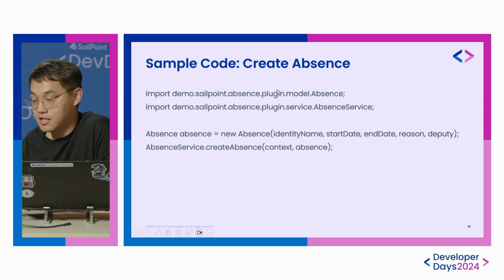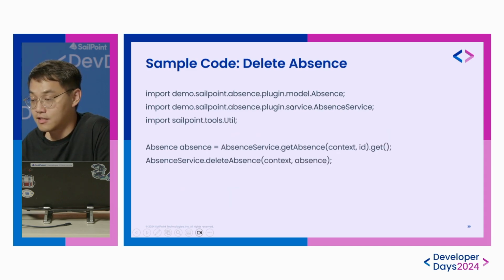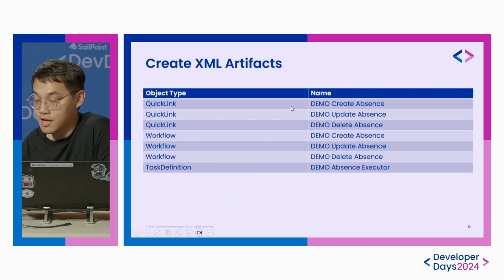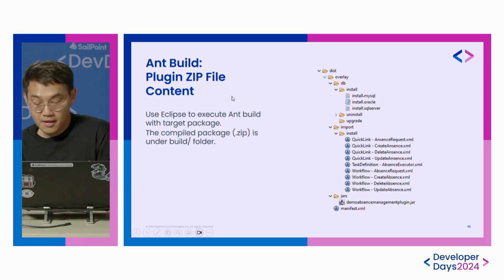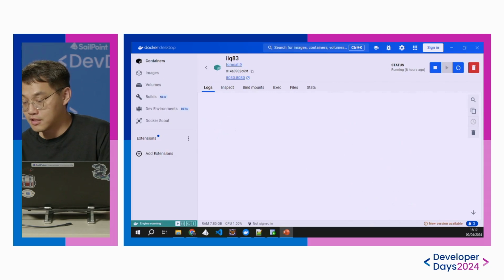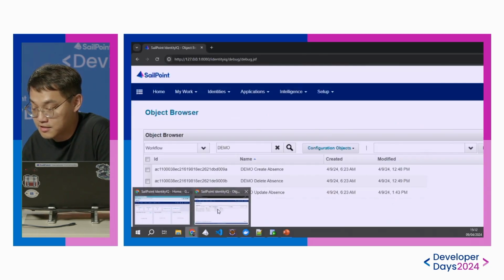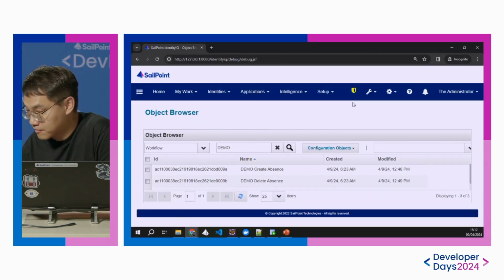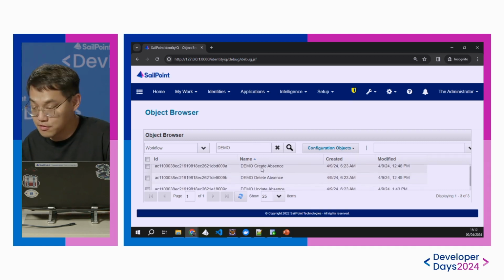Okay, so I'll skip those slides, but you can reference them after the meeting. I will do this part for the sample code in the live coding part. We also have the XML artifacts that we will mainly use in this demo as a managed interface. This is a way to build it, and I already built it, and it's already deployed to my local instance.